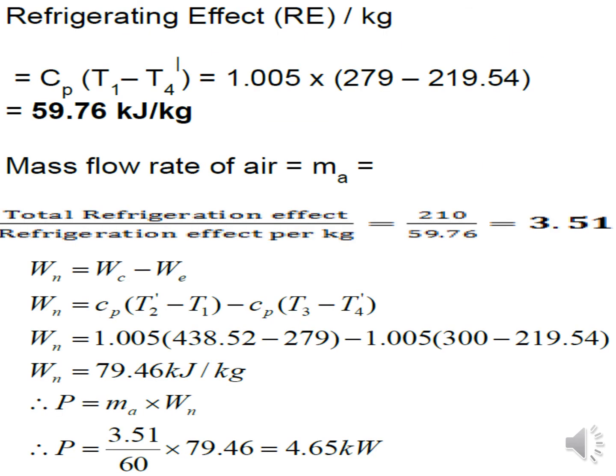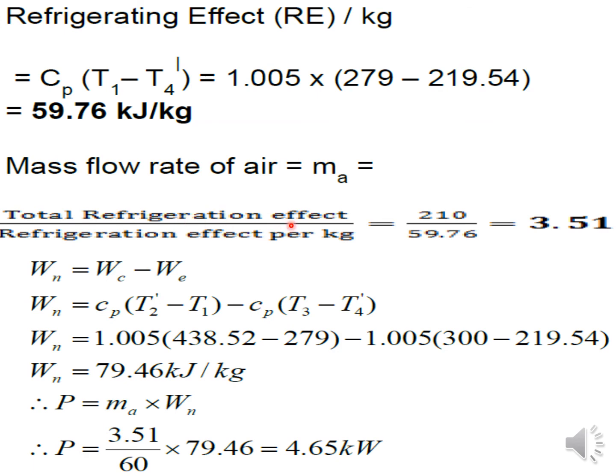So further part, refrigeration effect per kg, how to calculate: Cp into T1 minus T4 in the previous problem. Here we will just substitute as T1 minus T4 dash. So all the values are known to us. Substitute now. Mass of air is total refrigeration effect divided by refrigeration effect per kg. So refrigeration effect per kg is calculated here.